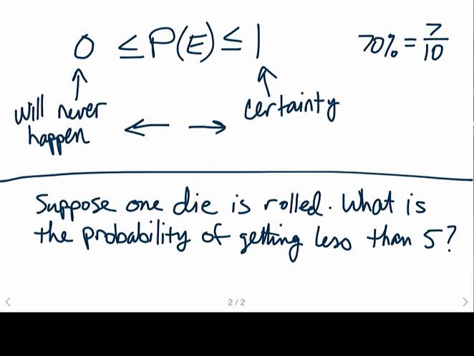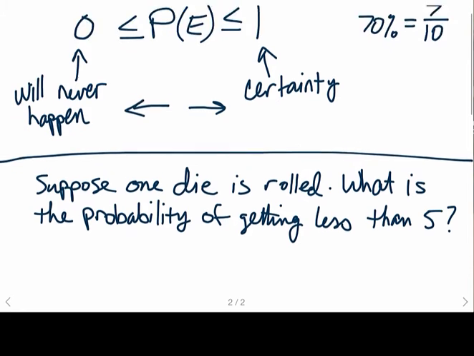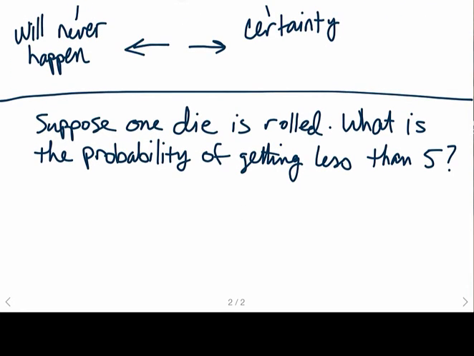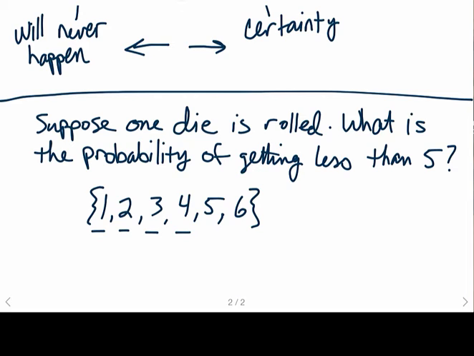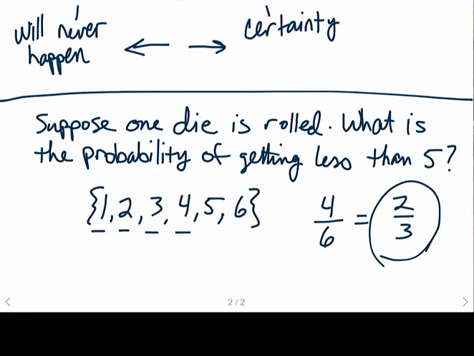Now suppose one die is rolled. What's the probability of getting less than 5? Well, if we look at the sample space, which is 1, 2, 3, 4, 5, 6, less than 5 would be 1, 2, 3, or 4, right? Not less than or equal to 5, but less than 5. So 4 out of the 6 outcomes are less than 5, which reduces to 2/3. And so we'd say there's a 2/3 probability that we're going to roll something less than 5.